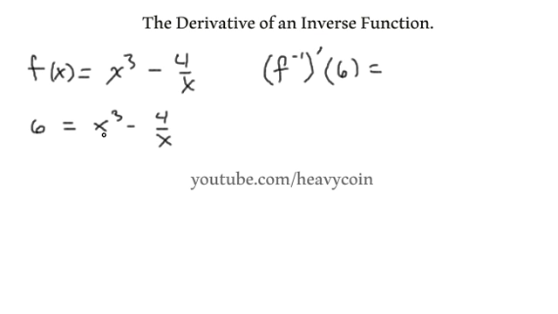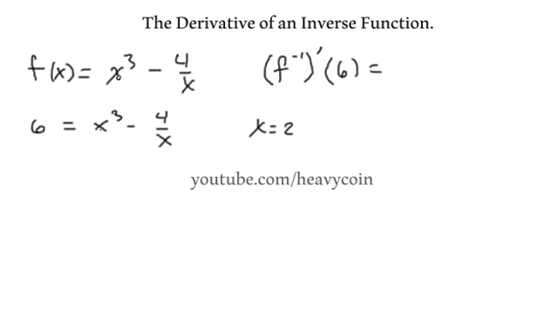So I go through and I plug in 0. Okay, can't use 0. Plug 1 in. It's not going to be 1. Plug 2 in. 2 cubed is 8. 2 down here. 2 goes into 4 2 times, and 8 minus 2 is 6. So x is equal to 2.